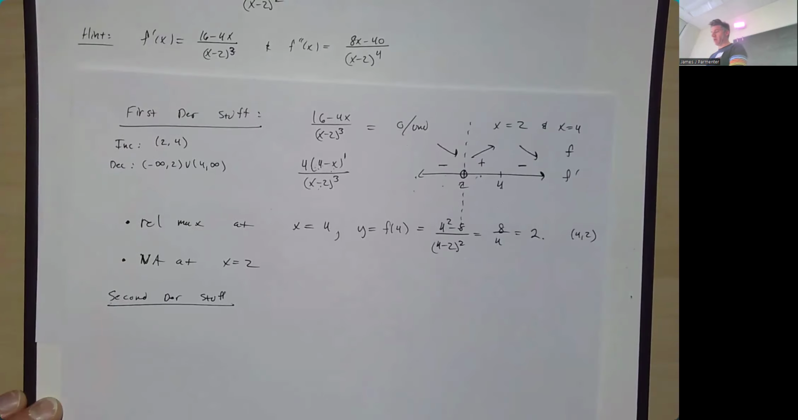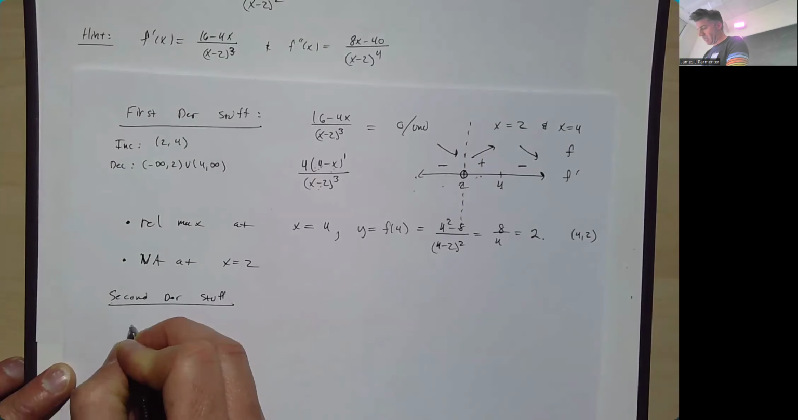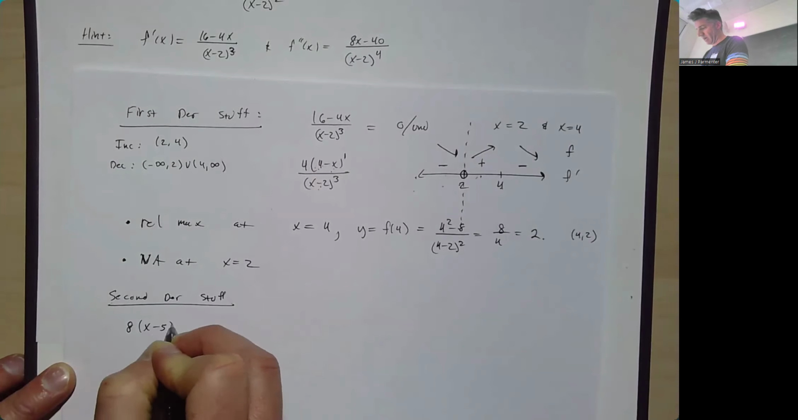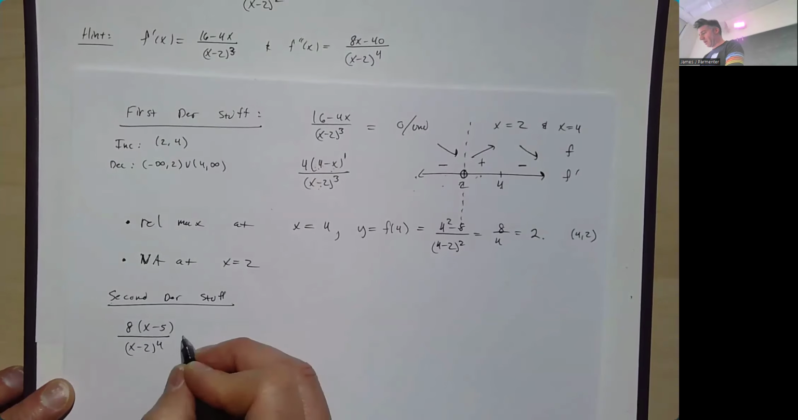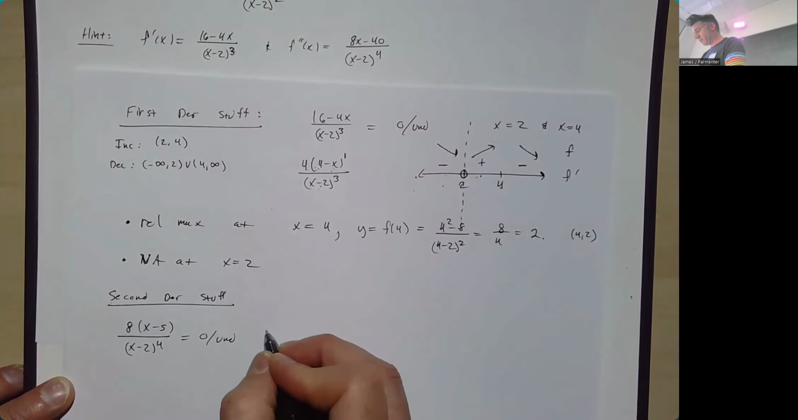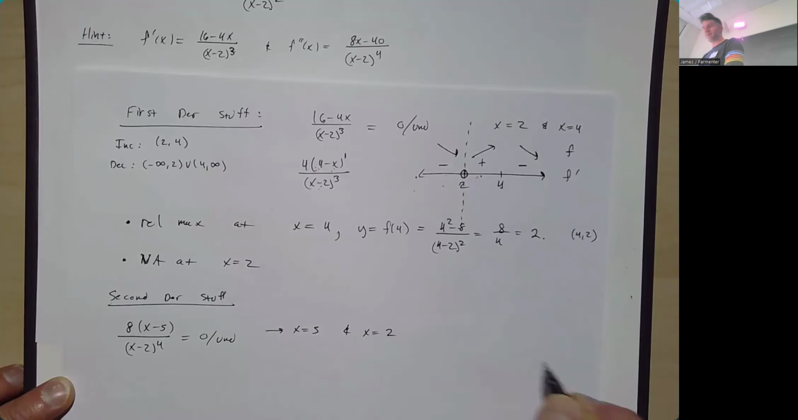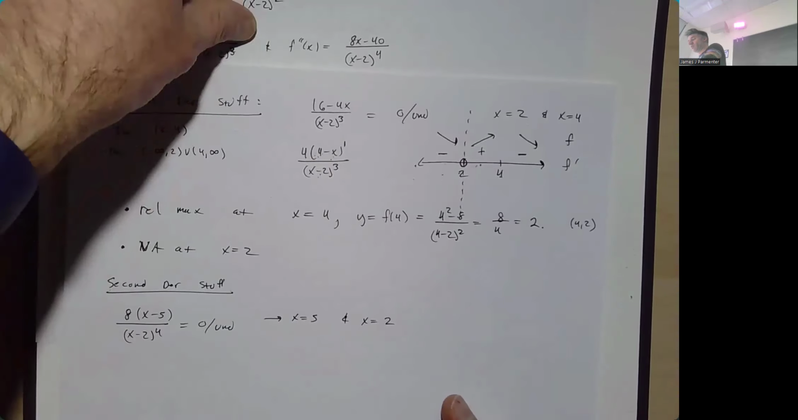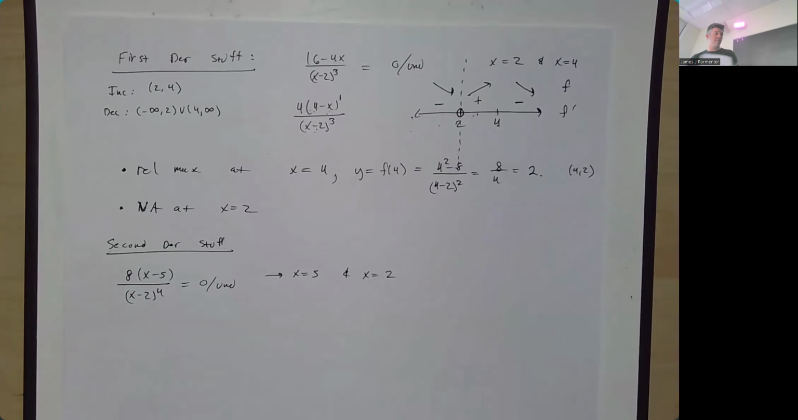All right, second derivative stuff. Let's go ahead and factor the top and say that the top is 8 times x minus 5 over x minus 2 to the fourth. And we're setting that equal to 0 or undefined. We're going to get x equal to 5 and x equal to 2. And again, just like before, 2 is not a real critical value, but it's still going to get included on the number line. Ooh, yeah, and actually this brings up an important point.